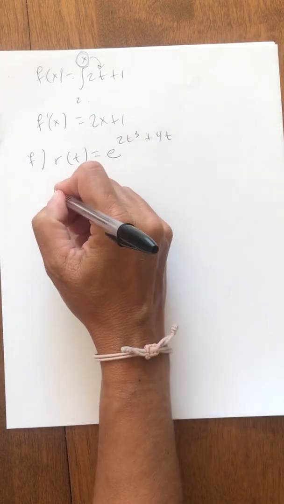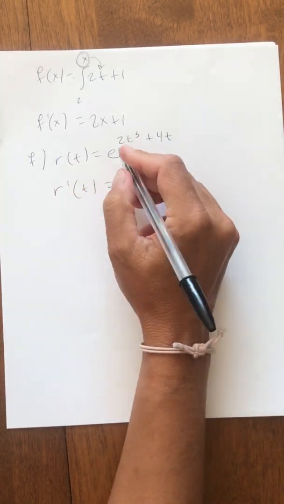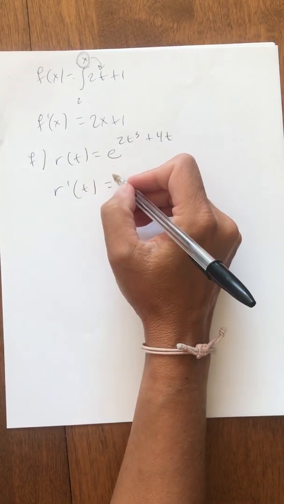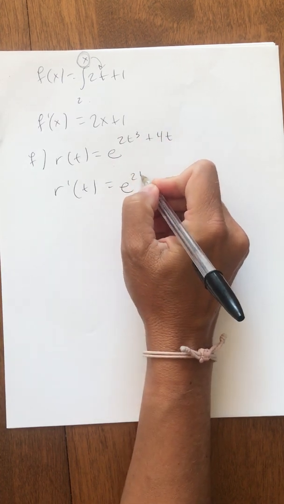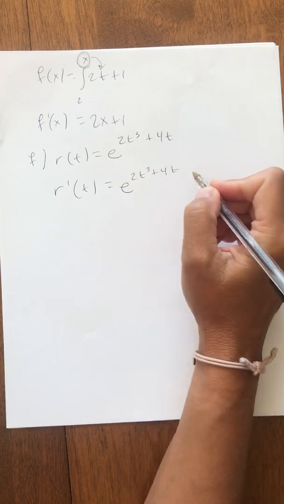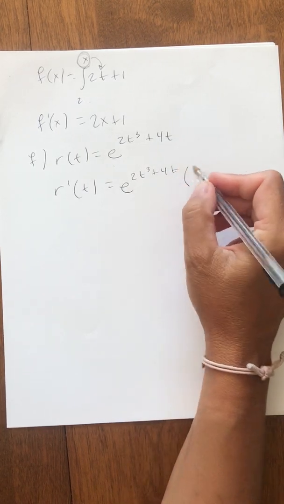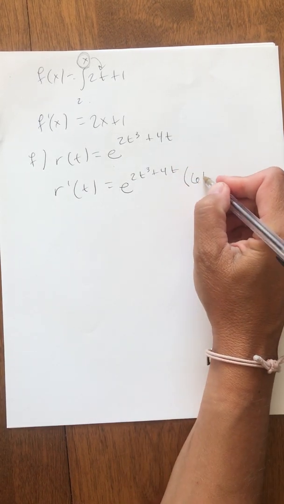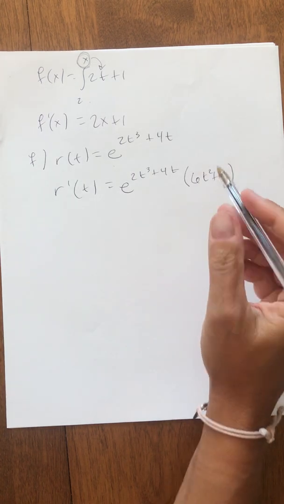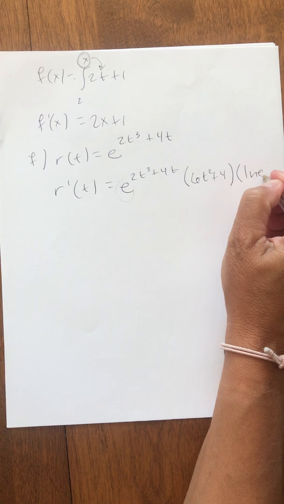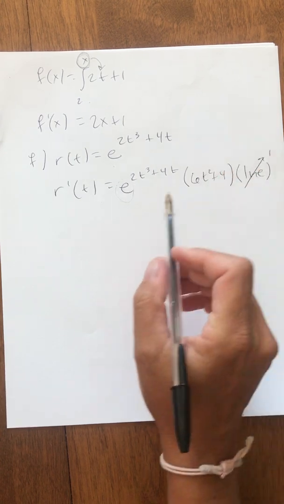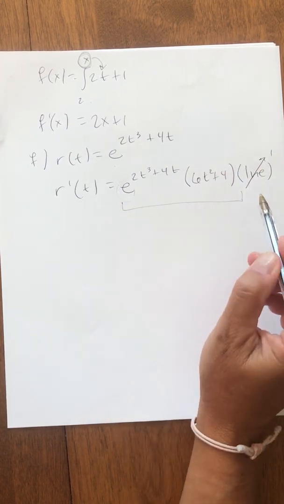Sorry about that. So my derivative, again, whenever I have e to the something, to take my derivative, I rewrite my original. So it's e to the 2t cubed plus 4t, all times the derivative of my exponent, which is 6t squared plus 4. Now remember, anything exponential, we multiply by ln of the base. ln of e is just 1. So when we have e, we don't need that piece.